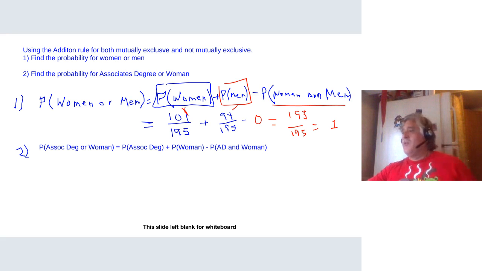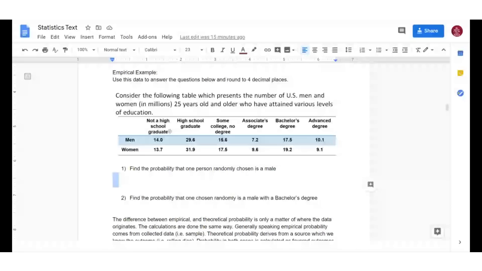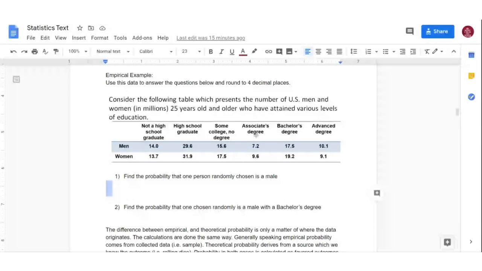So let's go back over there and look. We already know woman. Let's do the associate's degree one from that. All right, associate's degree would be both of these in this column here. You see that? Where my cursor's at? So that's 7.2 and 9.6.